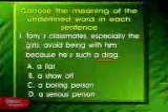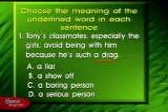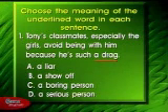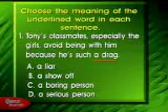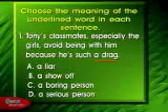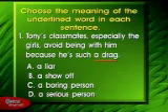Choose the meaning of the underlined word in its sentence. Tony's classmates, especially the girls, avoid being with him because he's such a drag. The distractors are A, a liar; B, a show-off; C, a boring person; D, a serious person. Notice that this item uses multiple choice format with 4 distractors.